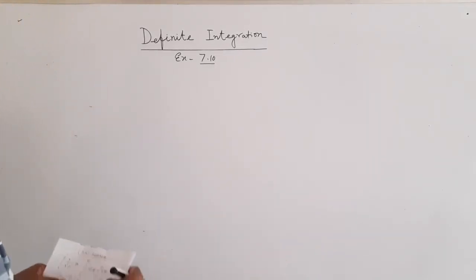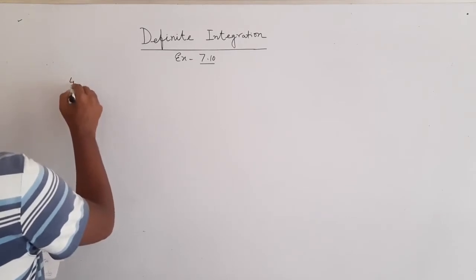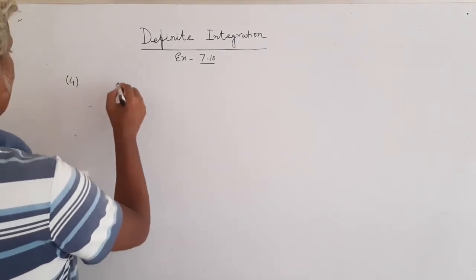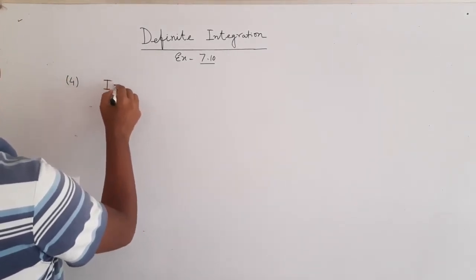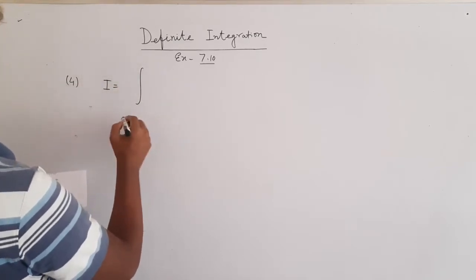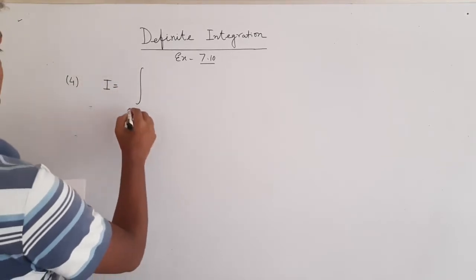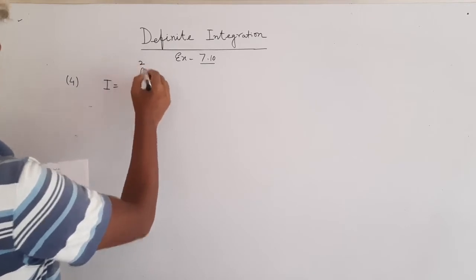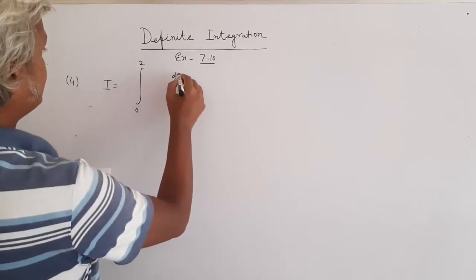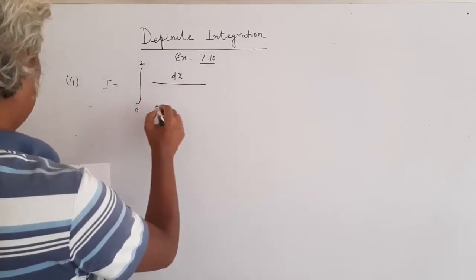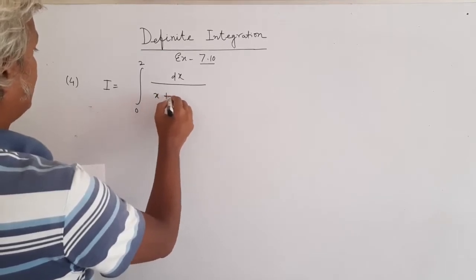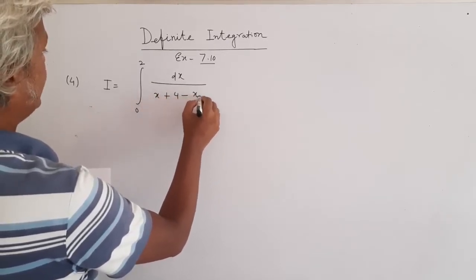Now this is question number 4. Question number 4 goes like, find the integral from 0 to 2 of dx over x plus 4 minus x square.